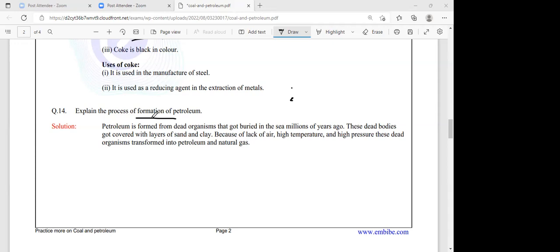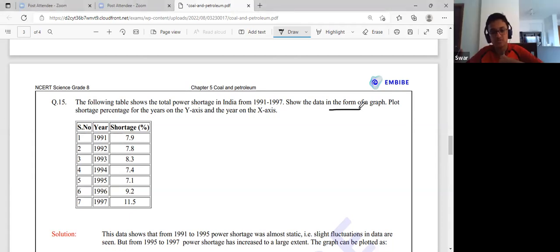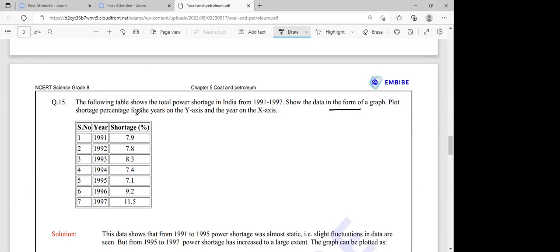Okay, sir. Now see. The following table shows the total power shortage in India from 1991 to 1997. So the data in the form of a graph. You know how to draw the graph? Yes, ma'am. Okay. Plot shortage percentage for the year on the y-axis and the year on the x-axis. So that means you are going to draw your graph like this.